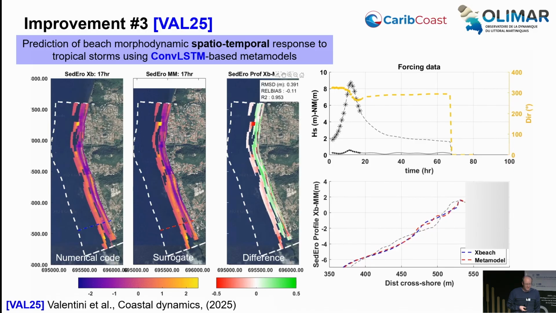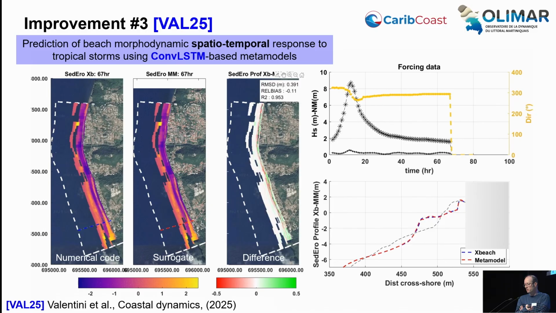Thank you. So what you can see is, on the left, the response of your numerical code for some kind of cyclone. In the middle, the surrogate answers, and on the right, you have the differences between the different predictions, which is very, very promising in terms of results for our case.